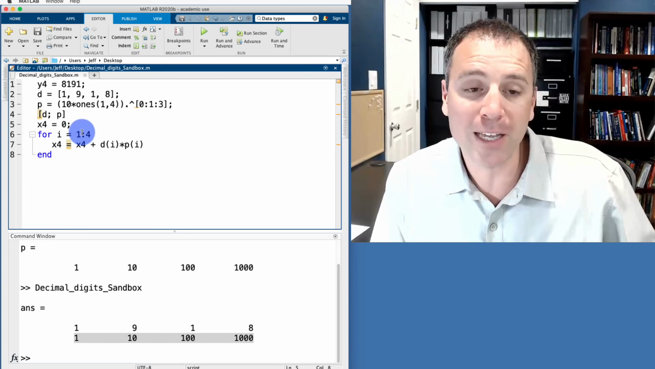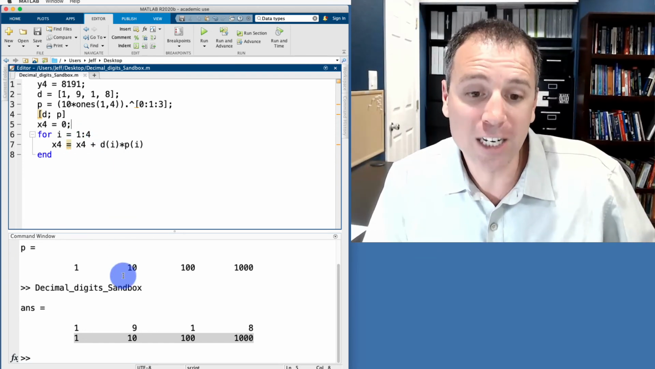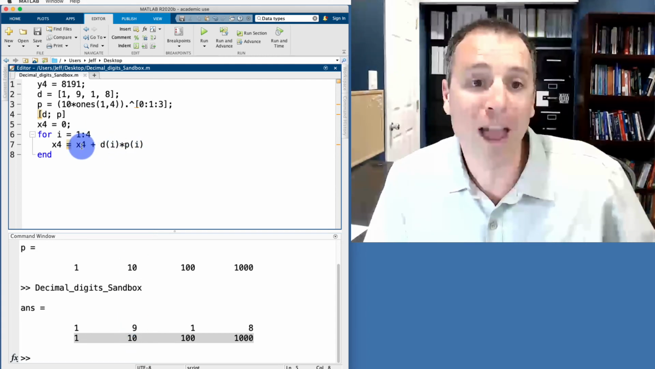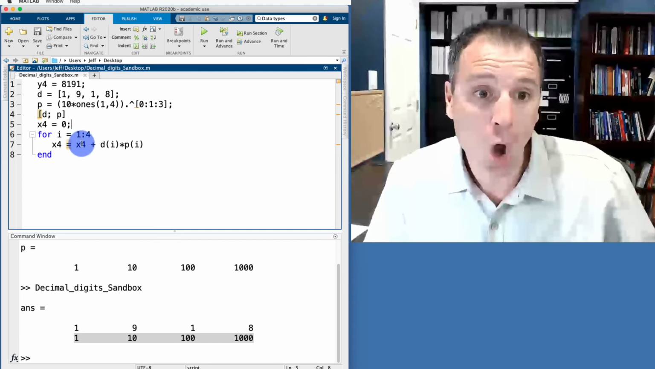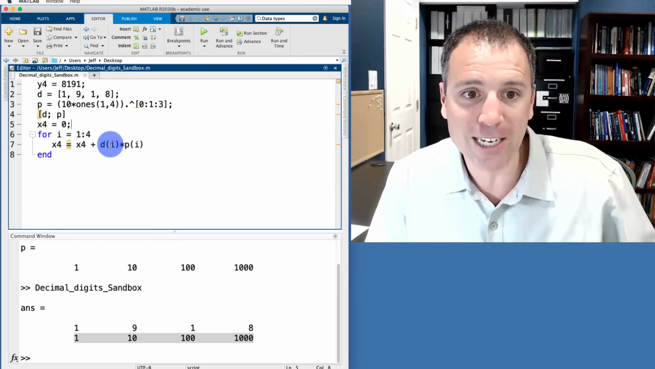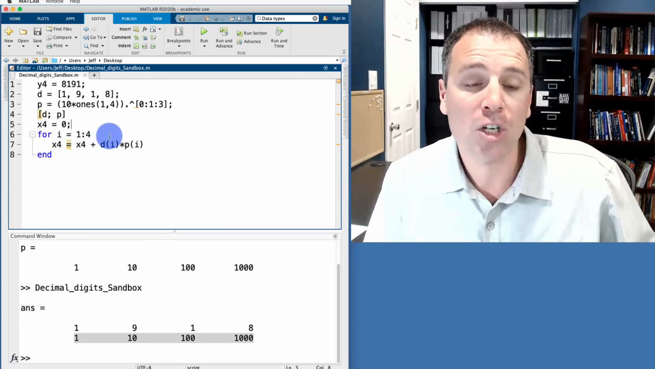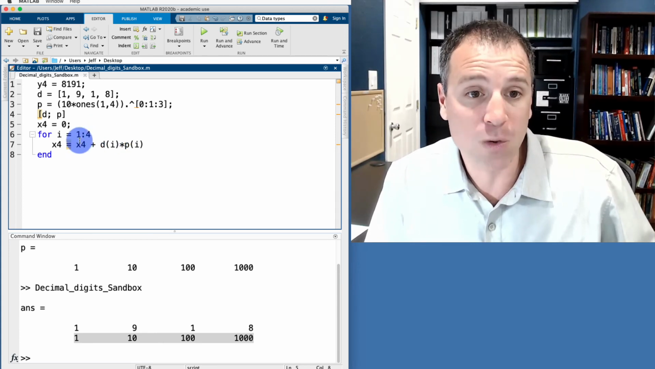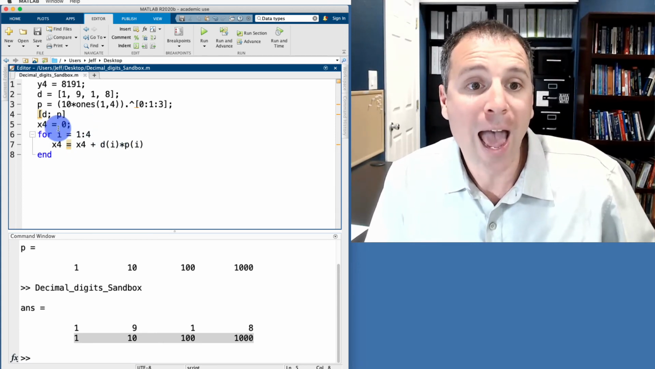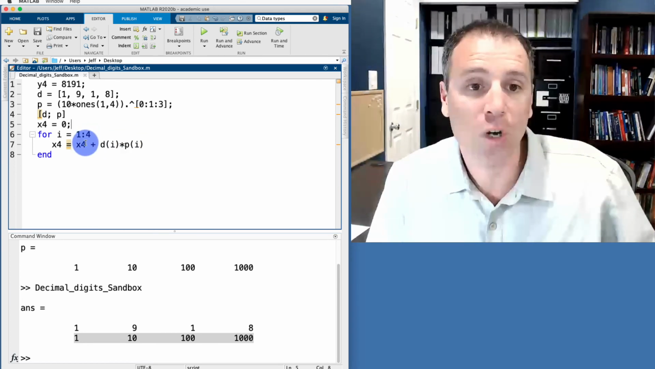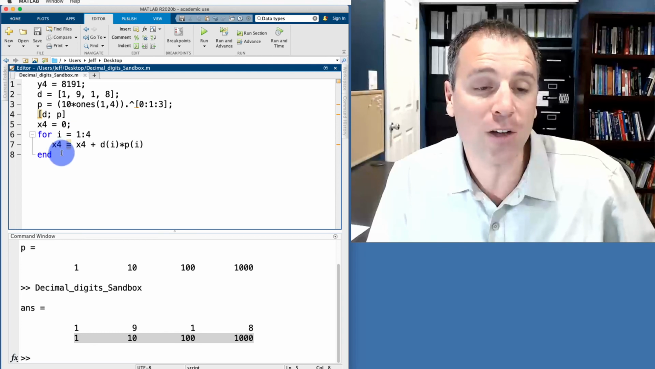i is going to be updated to 2. Then we're going to go in here. This thing started at 1. Then d2 is 9, p2 is 10. So 9 times 10 is 90. Remember, the previous value of x4 was 1. 1 plus 90 is 91. Then we'll store that in x4. We'll update this. Go to the third value. That's going to be 1 times 100. So this is going to be 100 plus 91. So that's 191. And then the last one is going to be 8,000. So 8,000 plus 191 is 8,191.